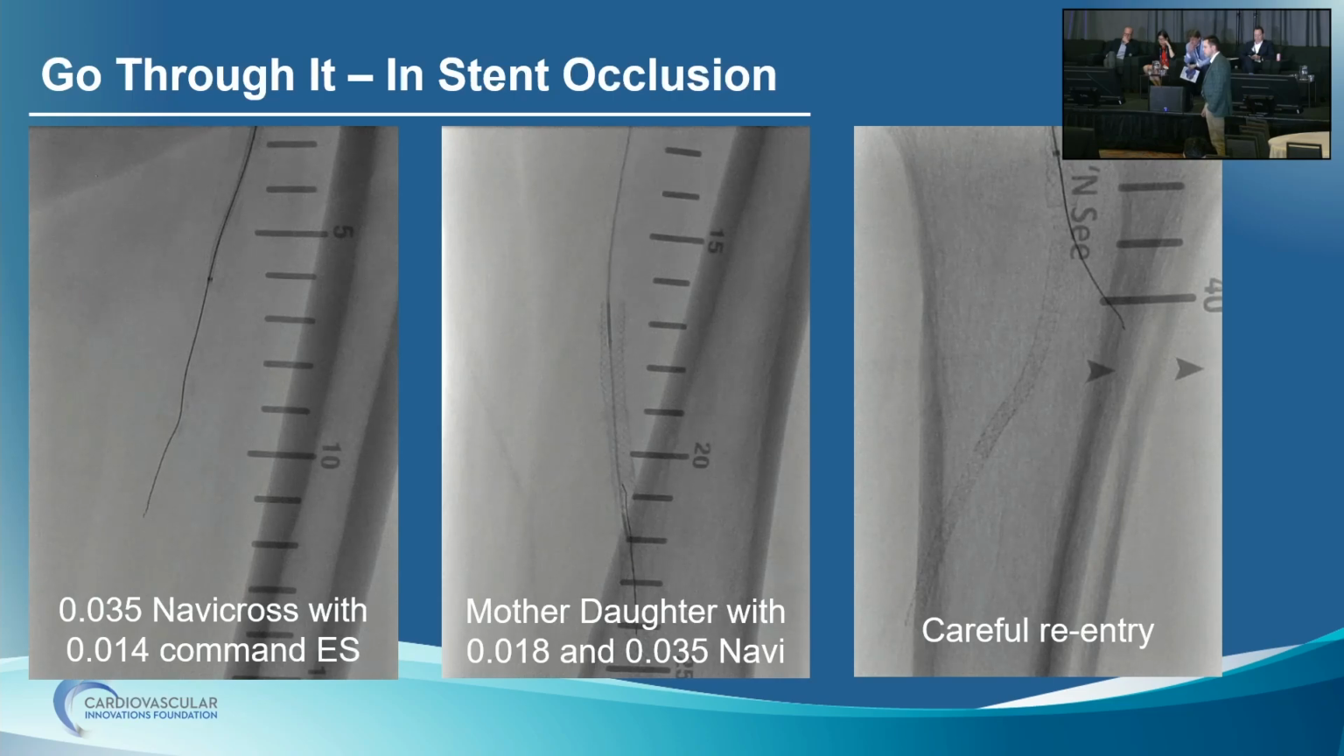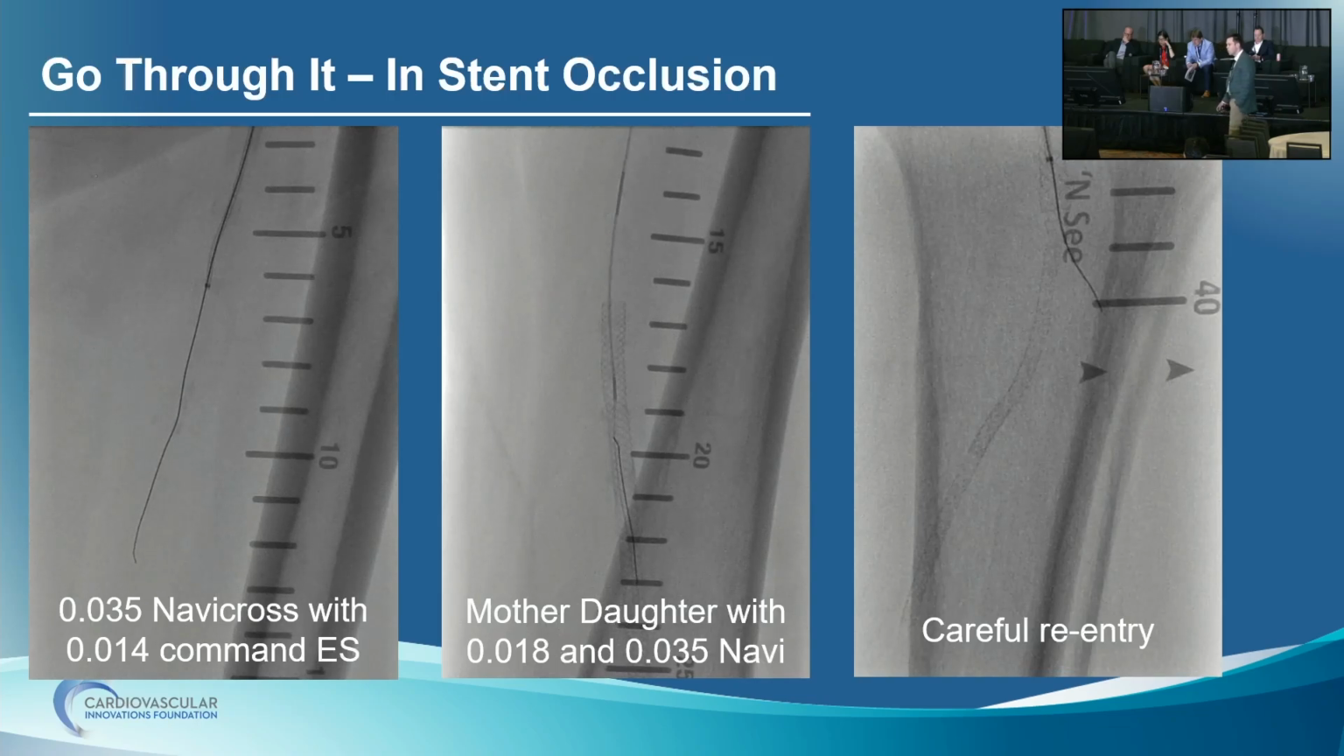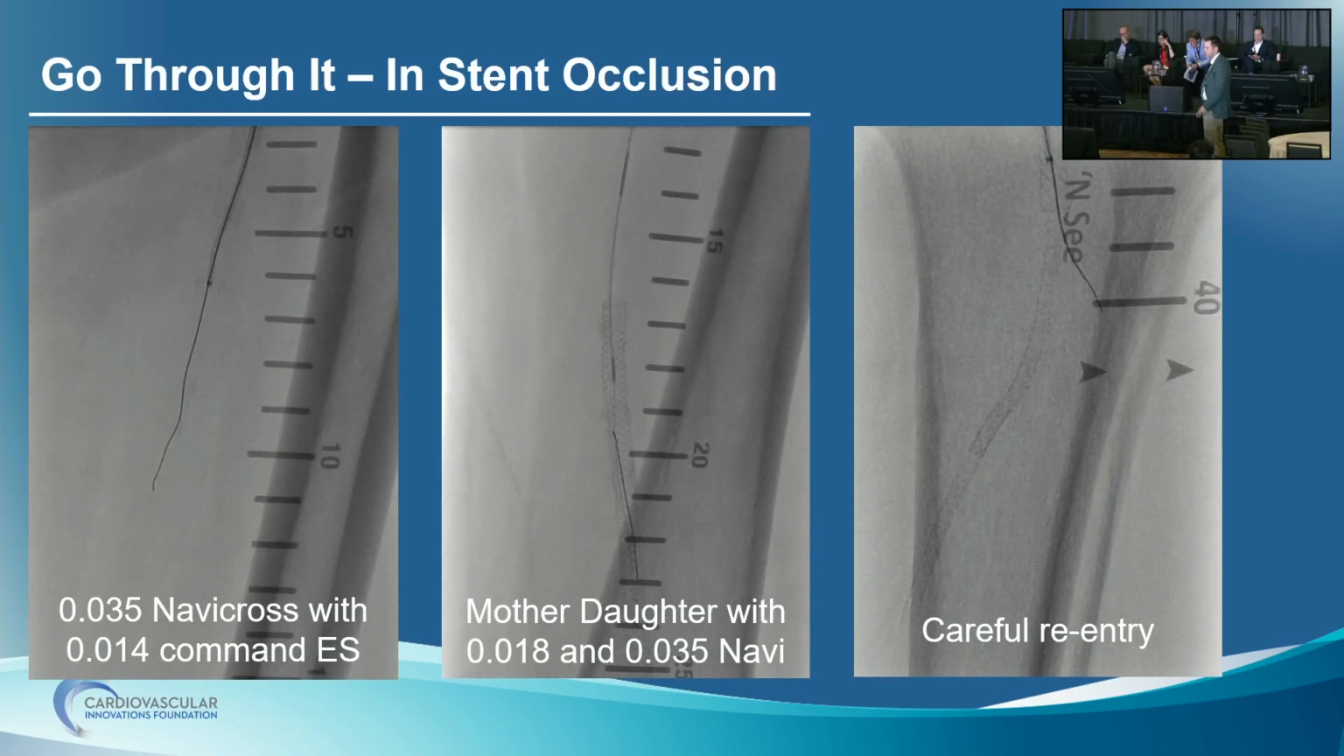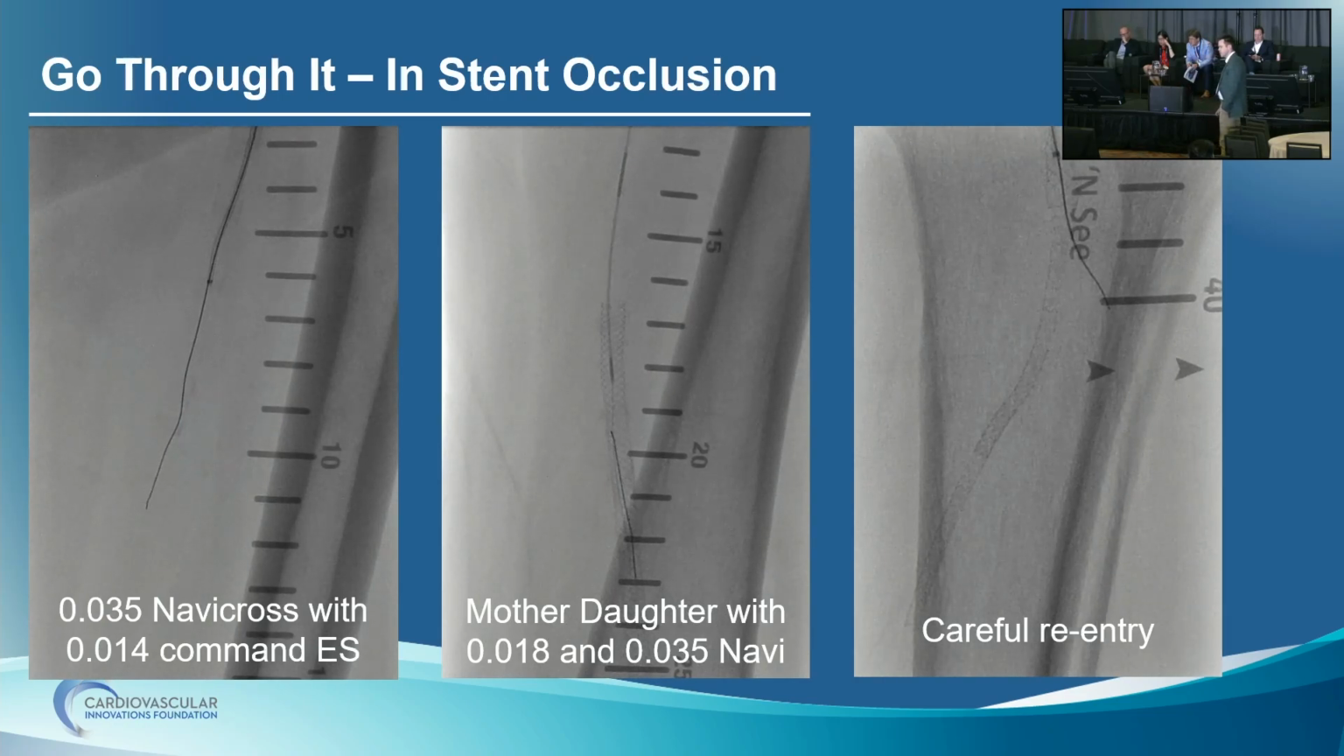Once we got to the stent, we were unable to advance the 035 Navicross, so we used a mother-daughter technique where we brought an 018 Navicross through the 035 to give us additional support. So just another tip and trick to try to cross, to give yourself more support. And then working in orthogonal views and making sure we were inside the stent, we were able to advance this wire and those microcatheters. And then we were really careful as we re-entered into that distal cap, trying not to disrupt or dissect further down the one good vessel that she has, right?